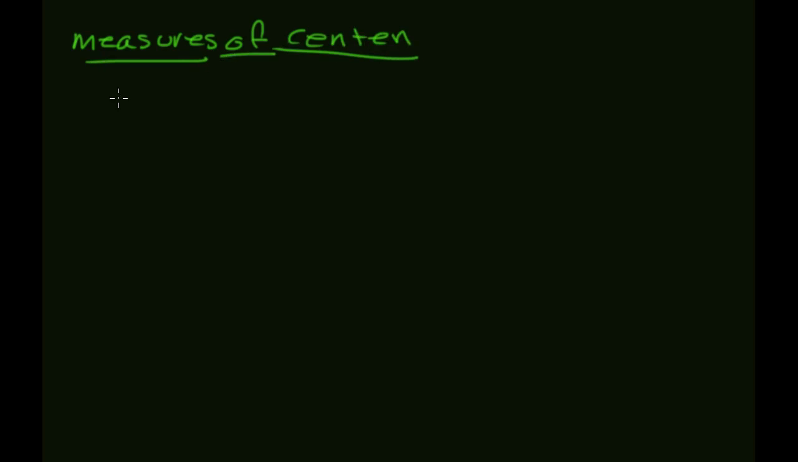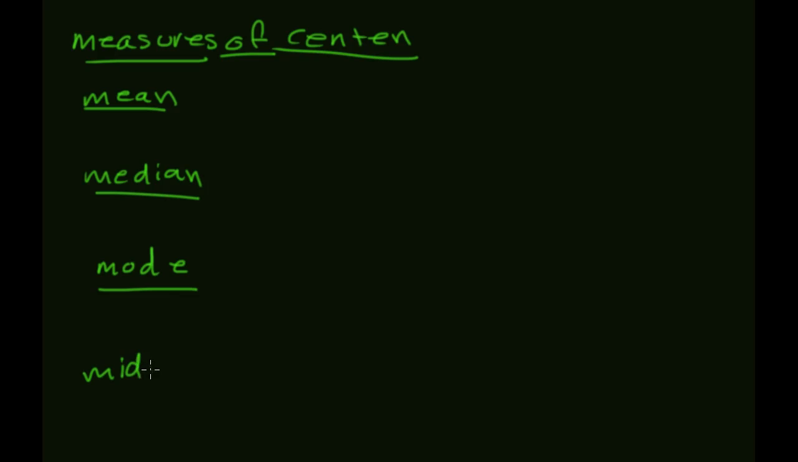Okay, so this is a set of notes on using measures of center in statistics. We're going to identify four major measures of center: a mean, a median, a mode, and a mid-range.